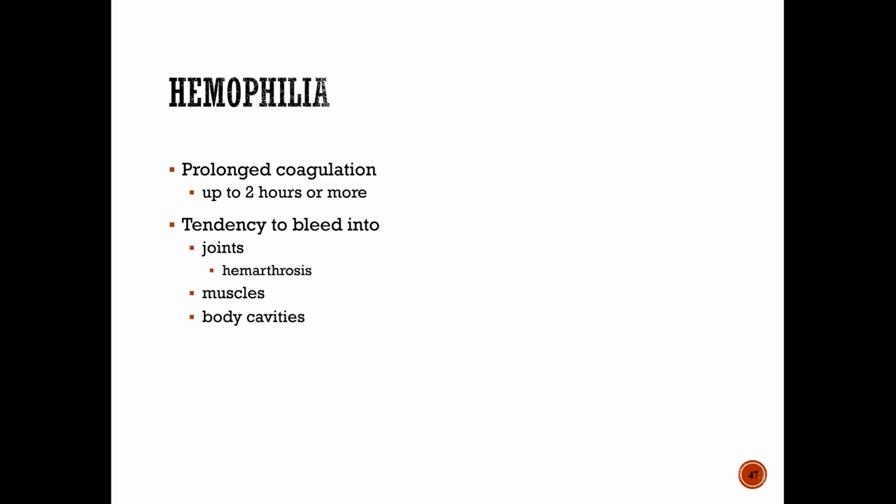Interestingly enough, the first sign may be prolonged bleeding after circumcision, and so if that baby is bleeding for an abnormally long time, they may go ahead, if they don't already know that the child has it, and draw some blood. It results in prolonged coagulation up to 2 hours or more. The child will have a tendency to bleed into the joints, which is called hemarthrosis. It can be mild to severe. They can also bleed into the muscles or body cavities.